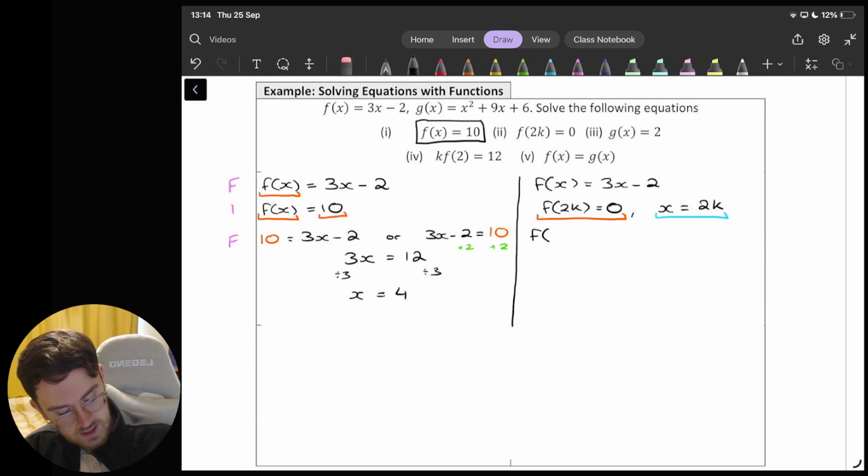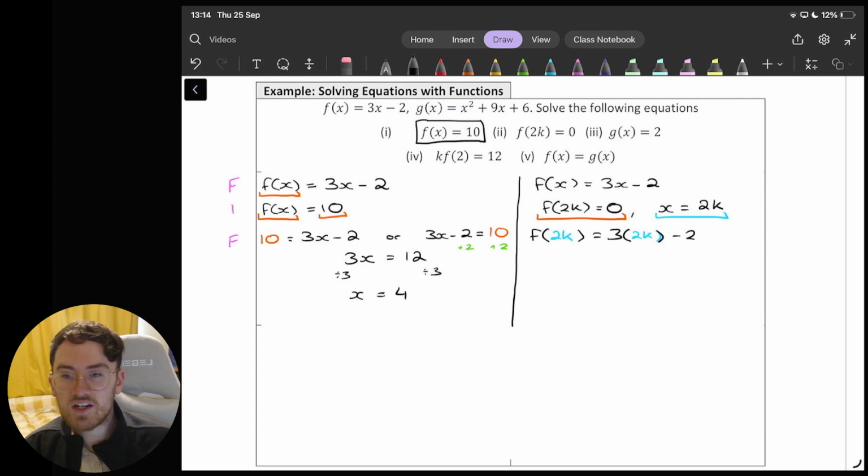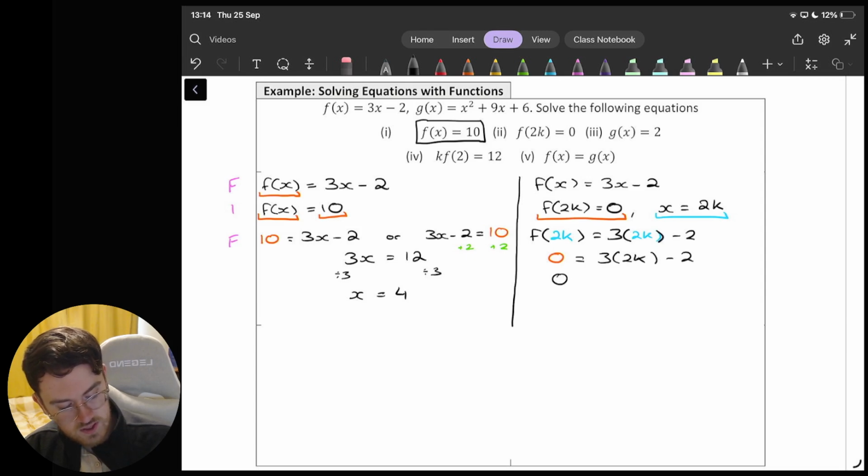So we'll fill in 2k for x, minus 2. So we'll fill in our 2k for x, and we also now know that this actually has an answer of 0. So let's just try and continue answering this out. 0 is 6k minus 2.